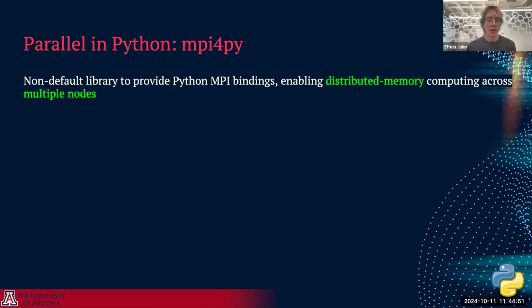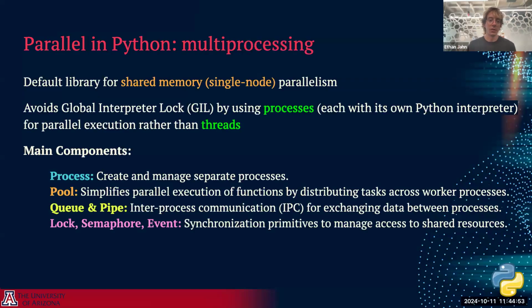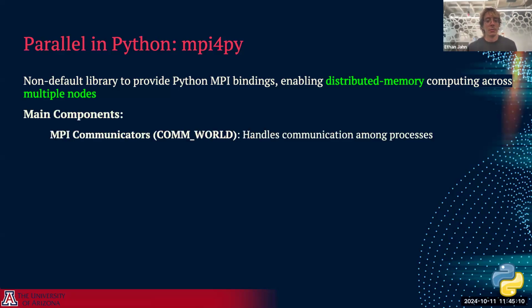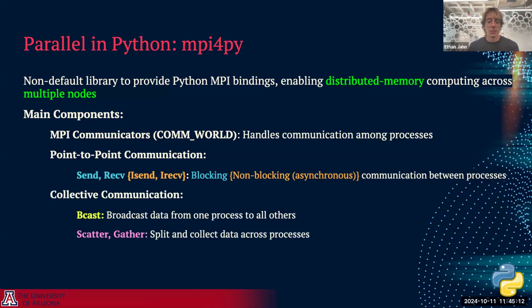MPI for Pi is a non-default library. Just to contrast those, multiprocessing is a default library. You don't need to install it. It should be in Python by default. MPI for Pi, on the other hand, you will need to install if you want to use it. This enables distributed memory computing across multiple nodes by implementing MPI. There's a handful of different components available here. Again, we're not going to get into the details of all of these.